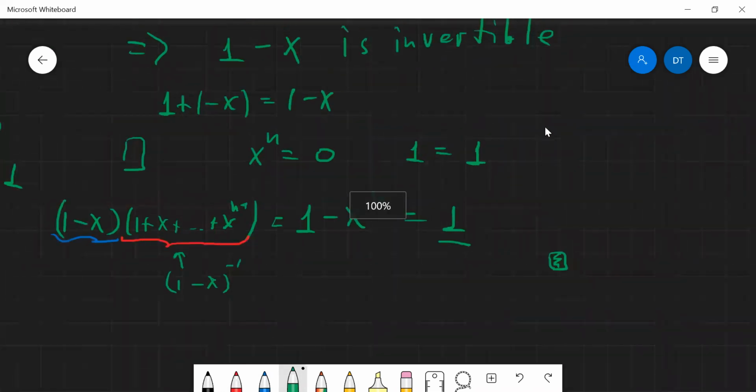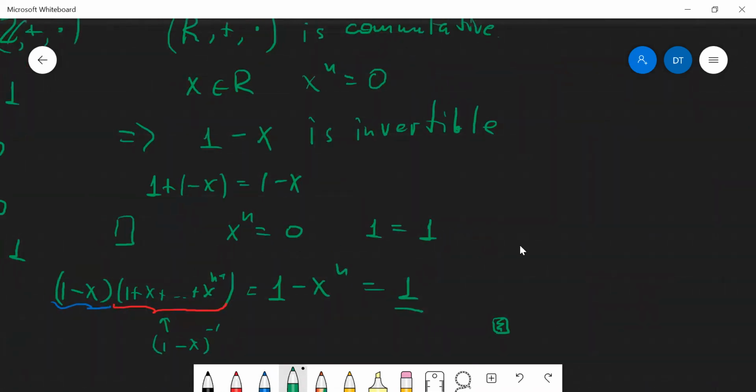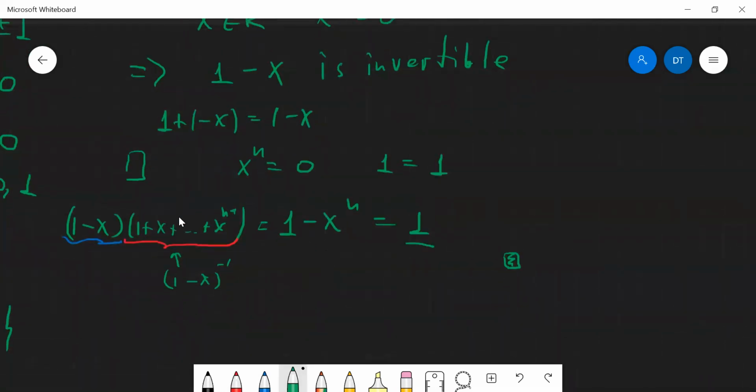Are there any questions? Why is this 1 minus x inverse? Because it is. It's an element such that multiplying by the element 1 minus x, you will get 1, just by definition. Okay.